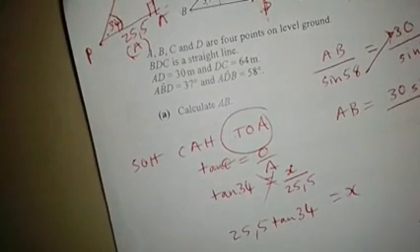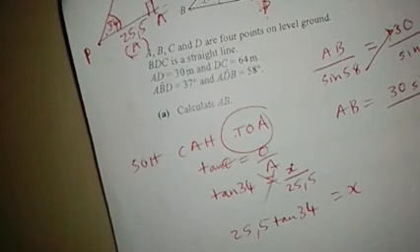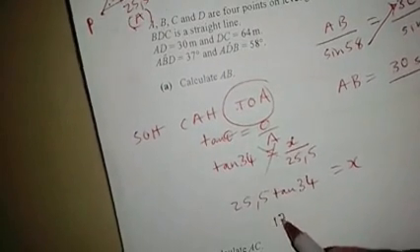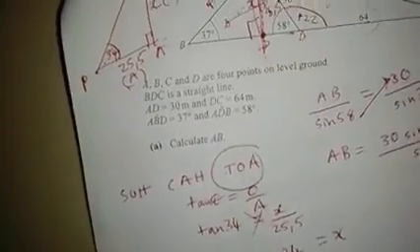Then you punch in your calculator. So 25,5 tan 34, you get 17,2. So 17,2 is the height of the tower. Then you are warm and dry.